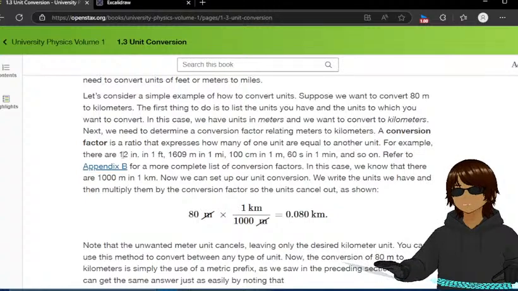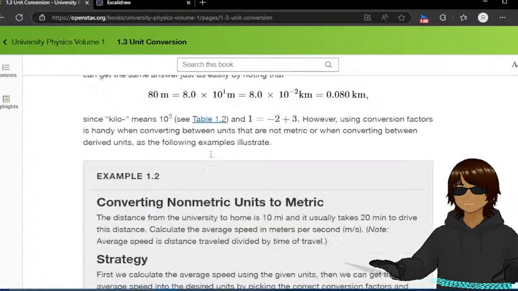A conversion factor is a ratio that expresses how many of one unit are equal to another unit. For example, there are 12 inches in 1 foot, 1609 meters in 1 mile, and so on.